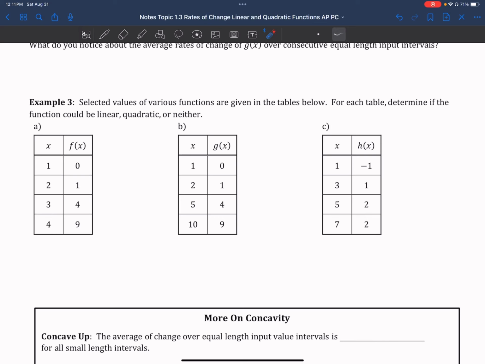Example number 3, they gave us some selected values for different functions, and they're asking you to identify the function as either linear, quadratic, or neither. In the future, we will be working with other types of functions, but for this specific problem, they just want you to use linear, quadratic, or neither as your answers.